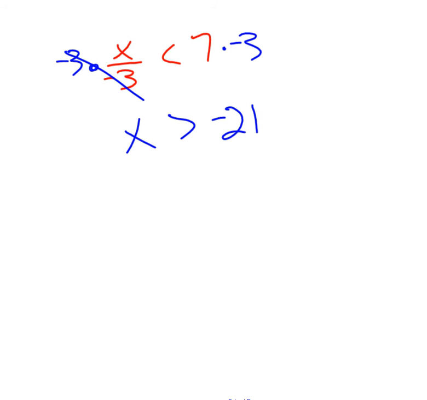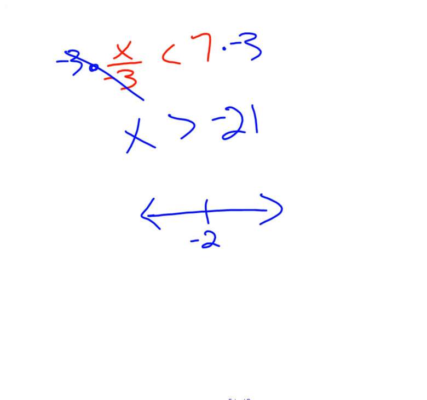Wait, how do we know that x is this number? You mean, how do we get this one? This is just a problem. They'll give you a problem like this. You could try it out. Put in a number greater than negative 21 in here and see if it works. So if you're not sure, you can always check it. You can always put in examples here. We could graph this out.